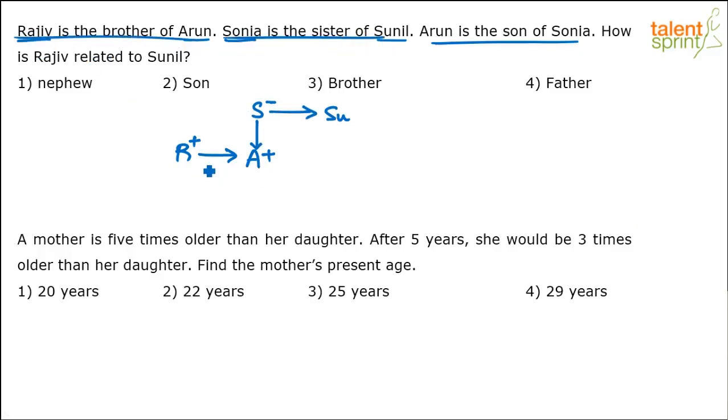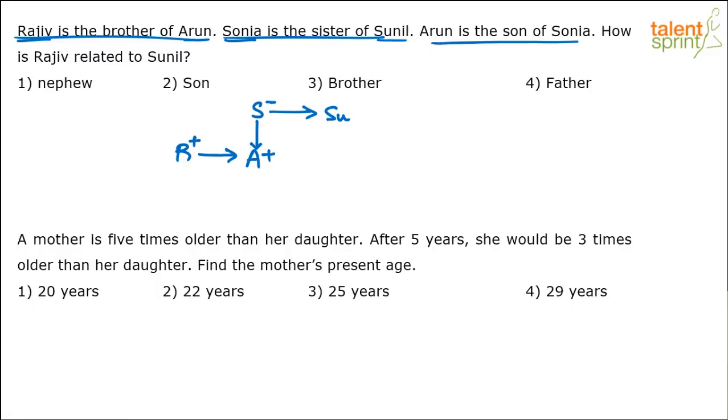Rajiv is the brother of Arun, siblings. Sonia is the sister of Sunil, siblings. Again, Sonia is female. Sunil's gender is not known to us, right? So we cannot really comment on that. I'm sure most of you will say it's a male person, but you never know. Sunil can also be a name of a girl, right? So don't try to identify the gender based on name.